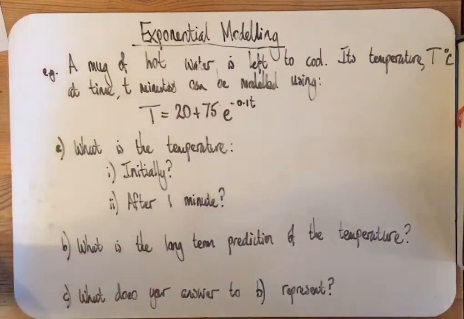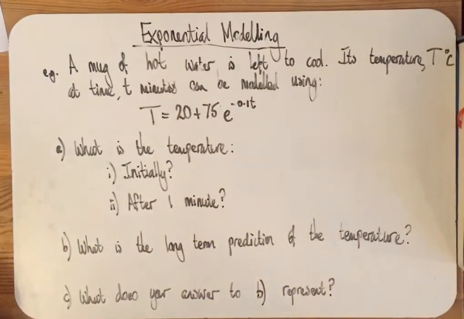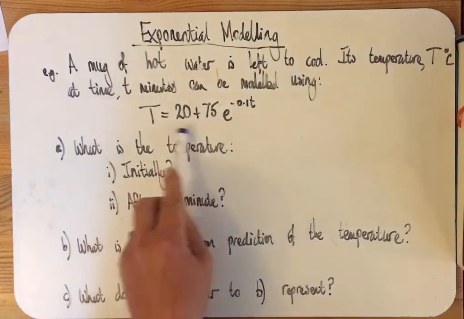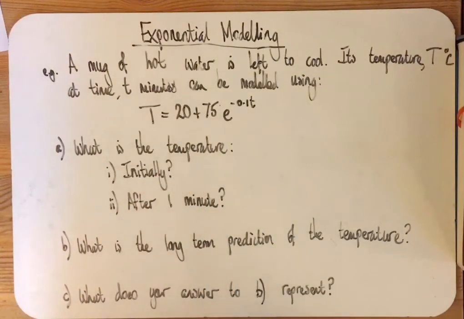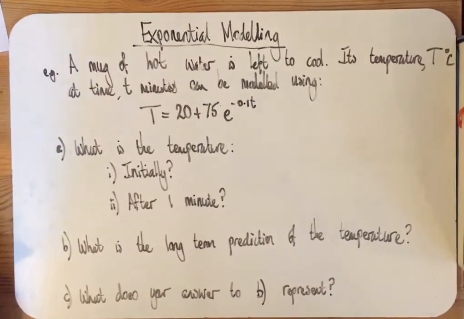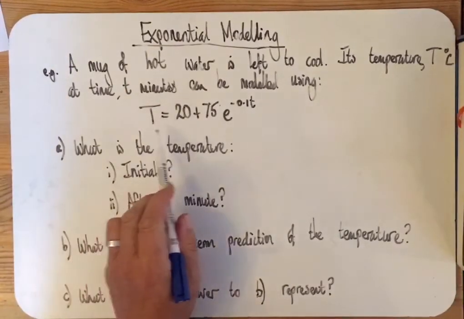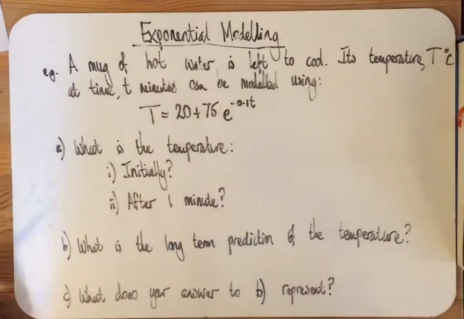Okay, this is an example of a question which involves exponential modelling. I'm not sure if this is actually a very good equation for a cup of hot water that's being left to cool, so apologies if it's not very realistic. The temperature T at time t, lowercase t, is given using the following model.